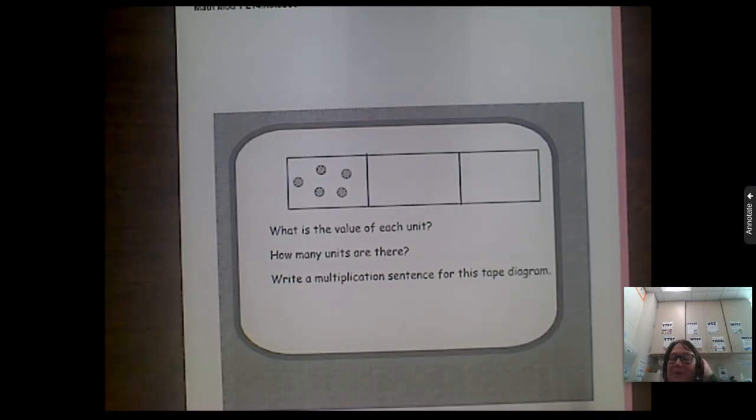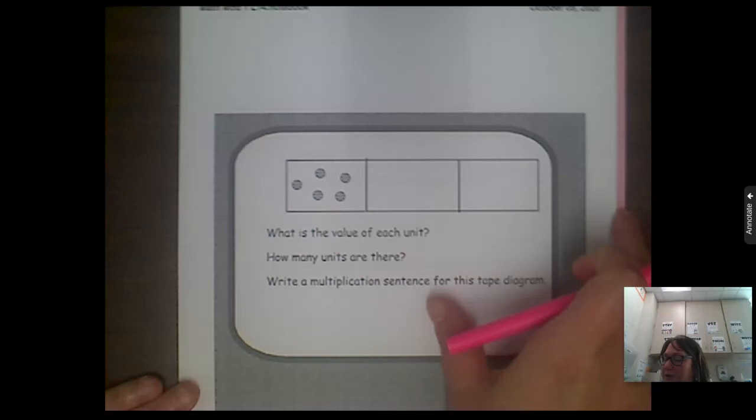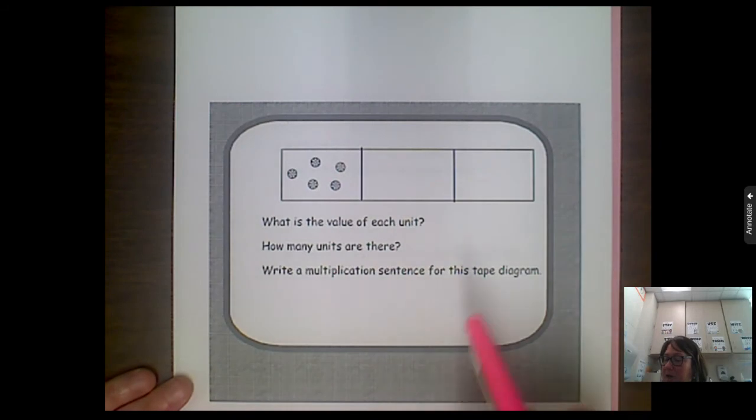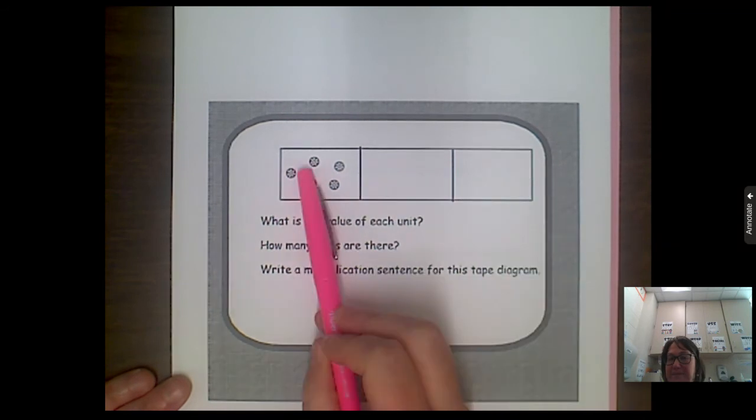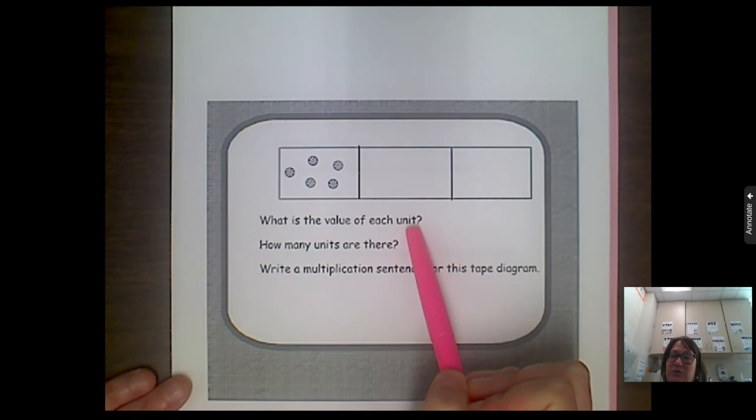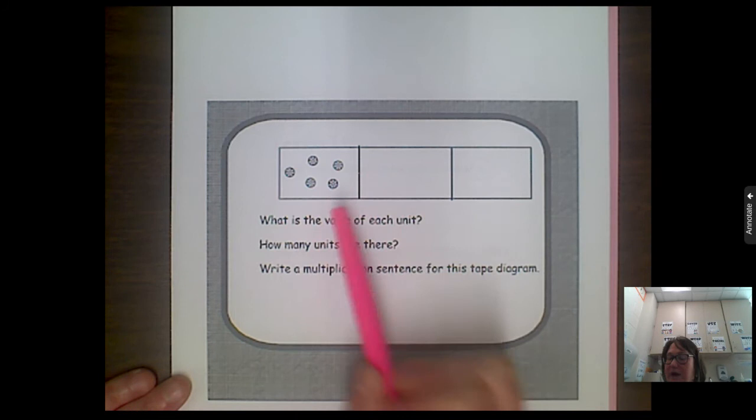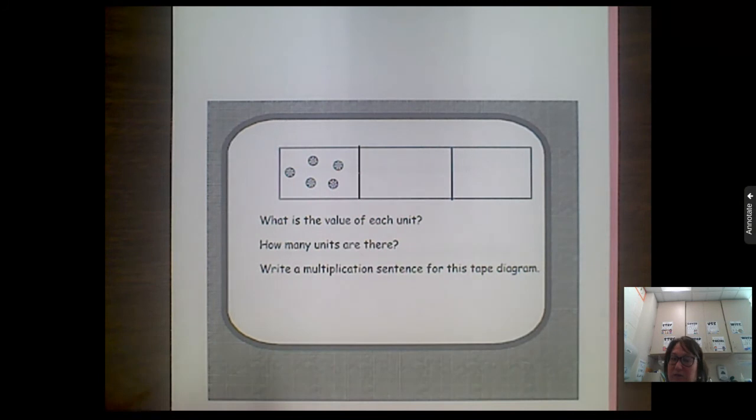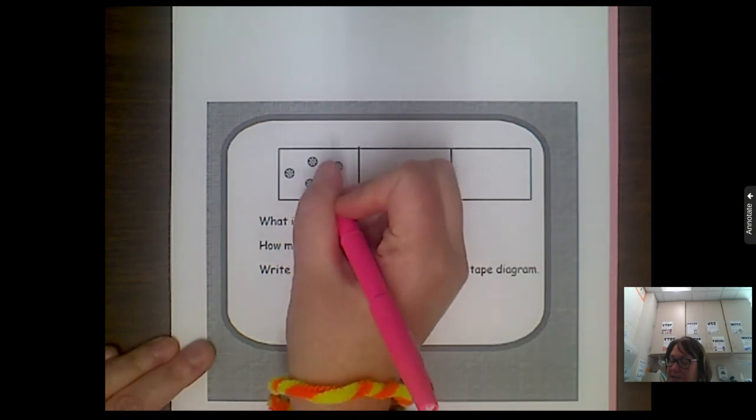Okay, so on your piece of paper or your whiteboard, let's do a little math warm-up. So we have a tape diagram here, and it says, what is the value of each unit? That just basically means how much is in each group. What is the size of the group? Well, there's only one group done, right? But there is 1, 2, 3, 4, 5 in the group.